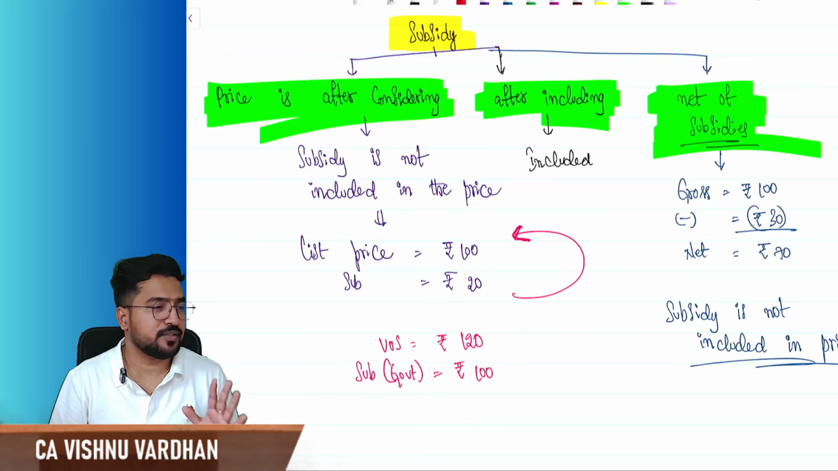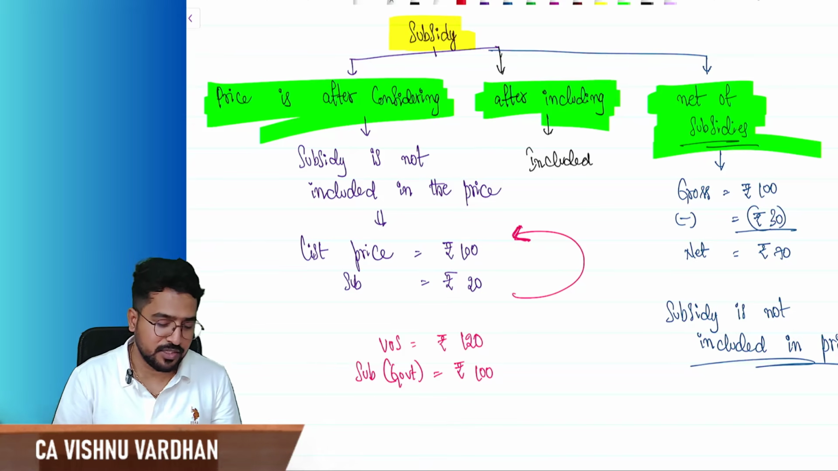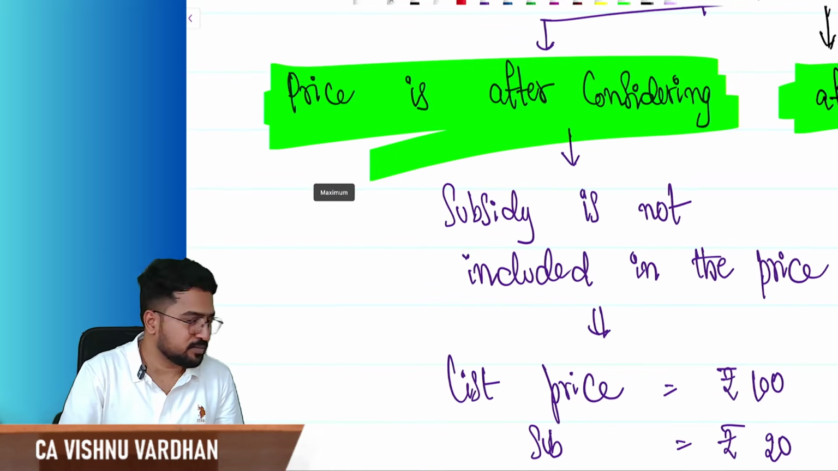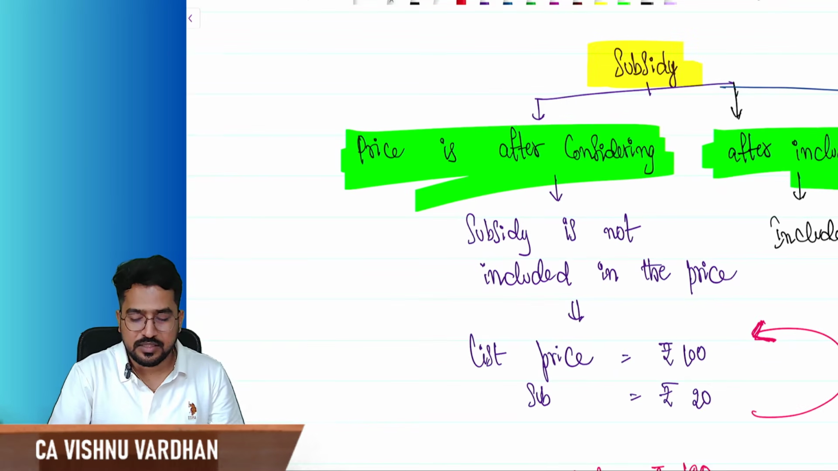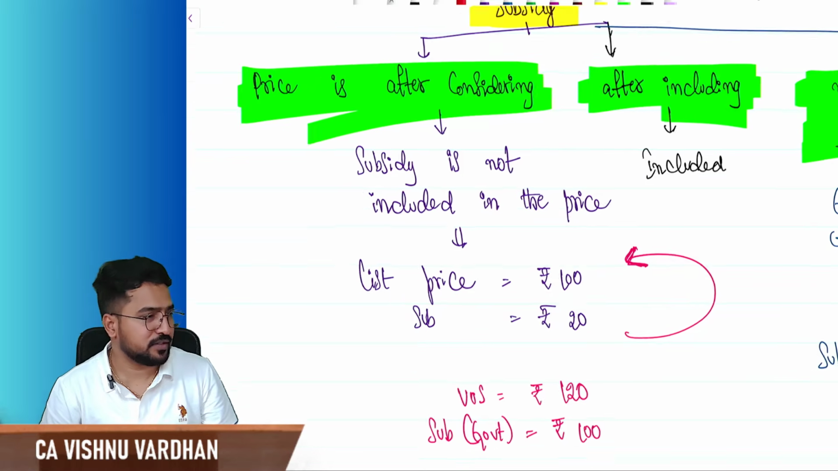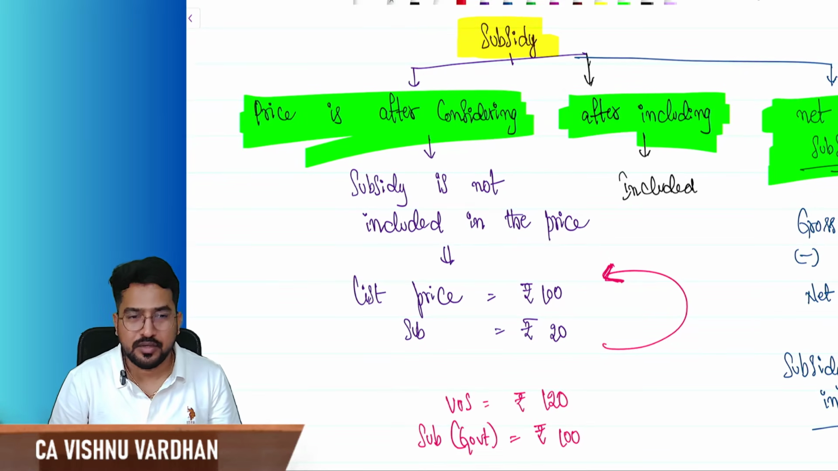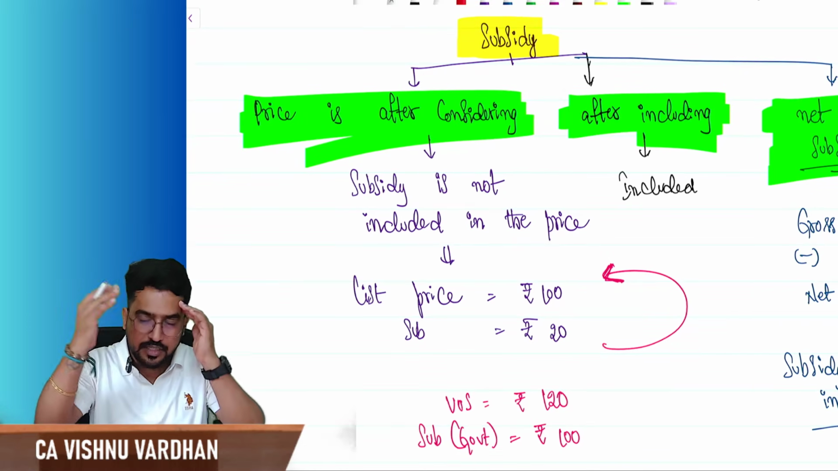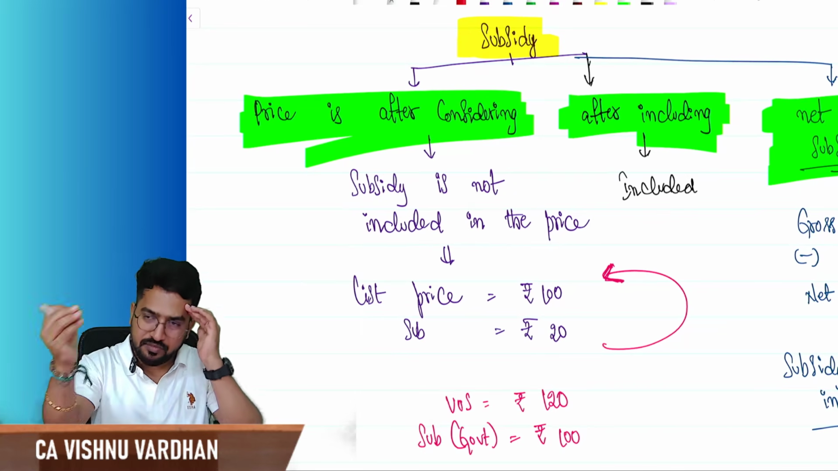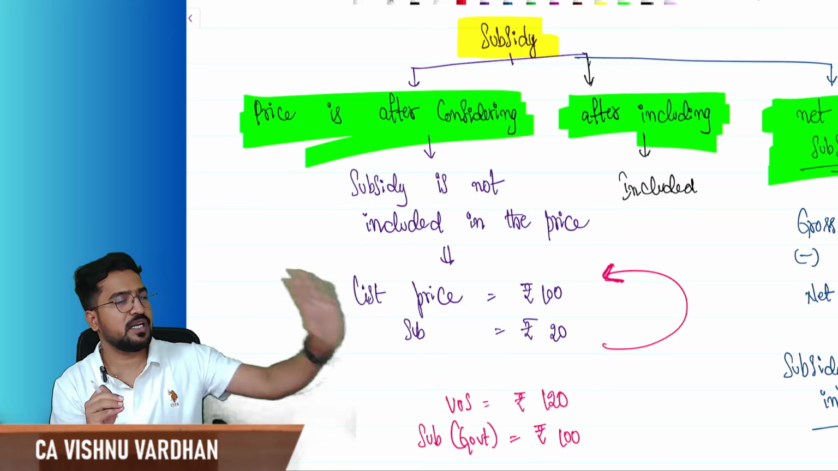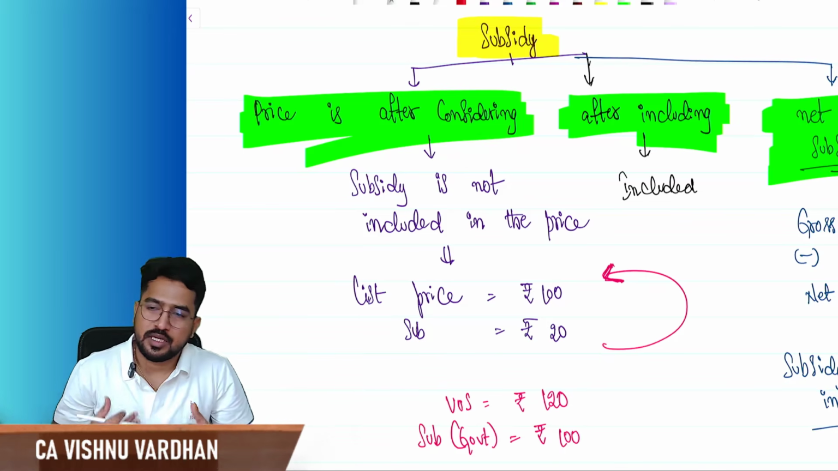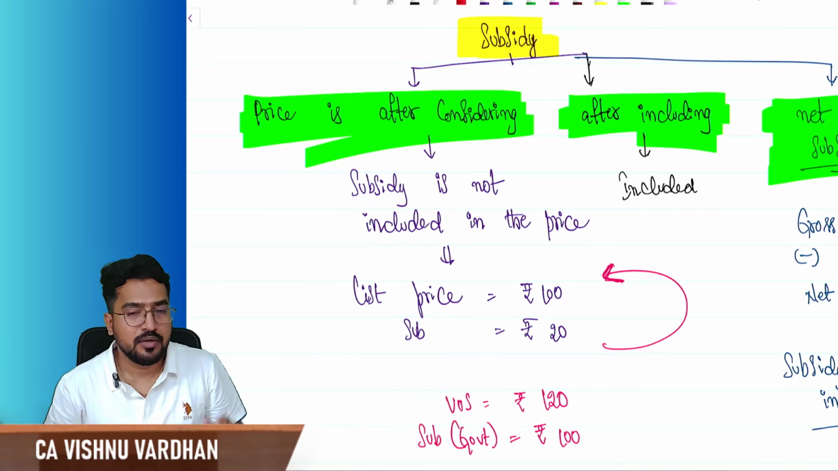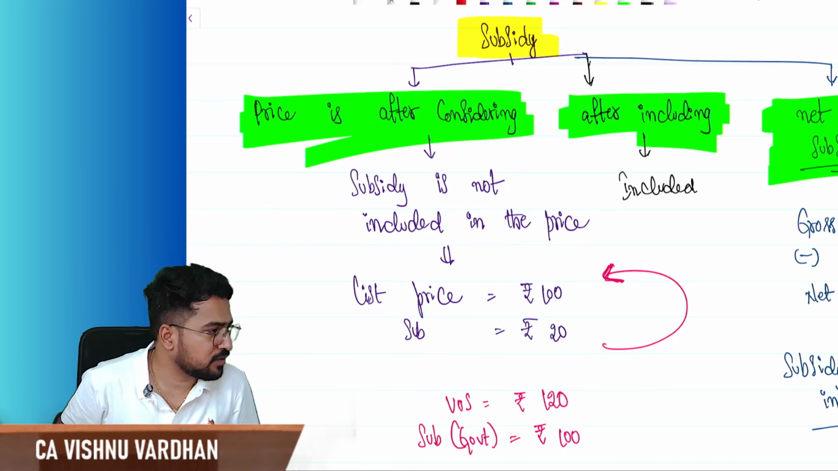In the question, if you see the word "after considering subsidy", it is different from "after including". After considering subsidy means: yes, I know I will receive this much subsidy, but still I want the price to be this much. I know I will get 10,000 subsidy, but still I am fixing the price as 1 lakh. What does it mean?